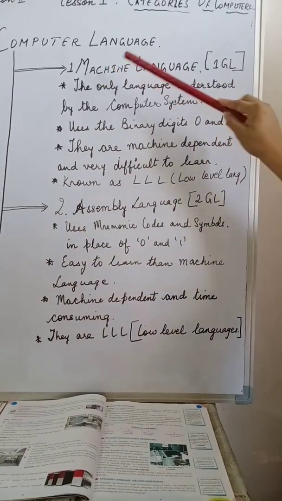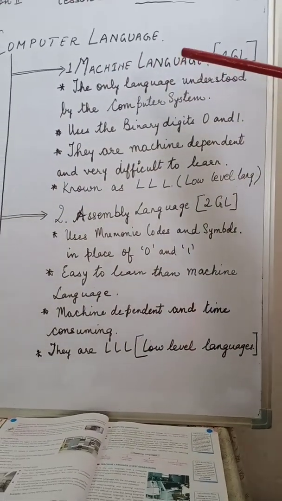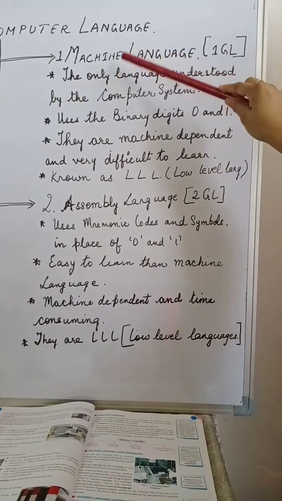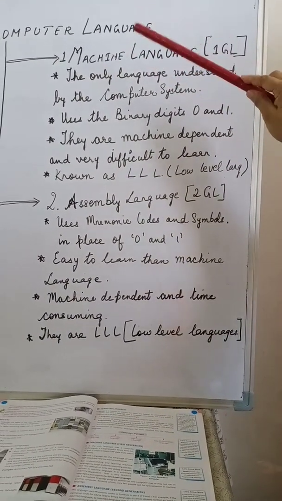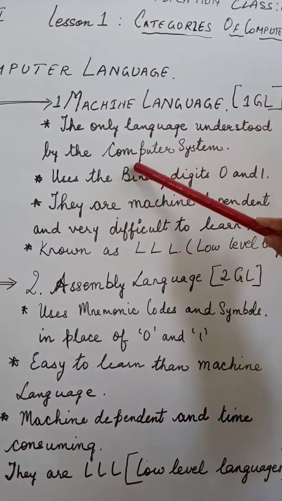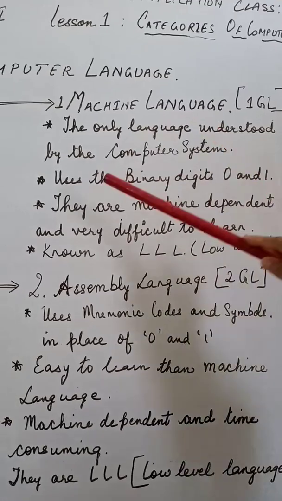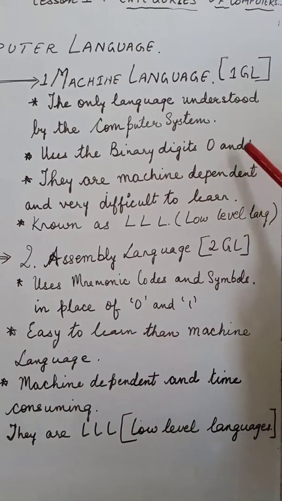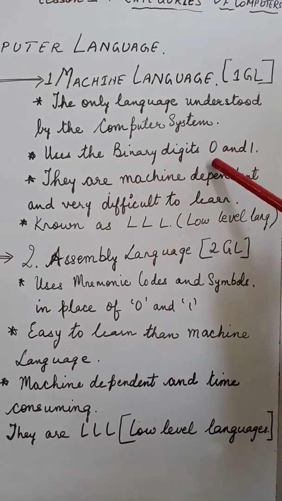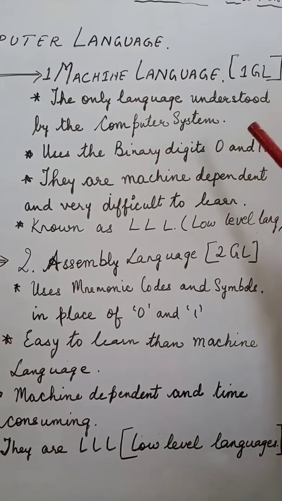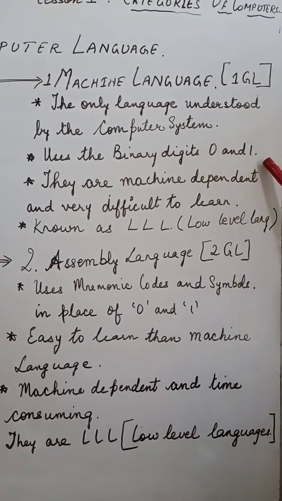When we talk about the machine language, what is machine language? As the name suggests, machine language is the language understood by the computer or the device. Machine language is the language which is understood by the computer system. It uses the binary digits 0 and 1. All the instructions which are given by the user to the computer are transformed into binary digits, that is 0 and 1.